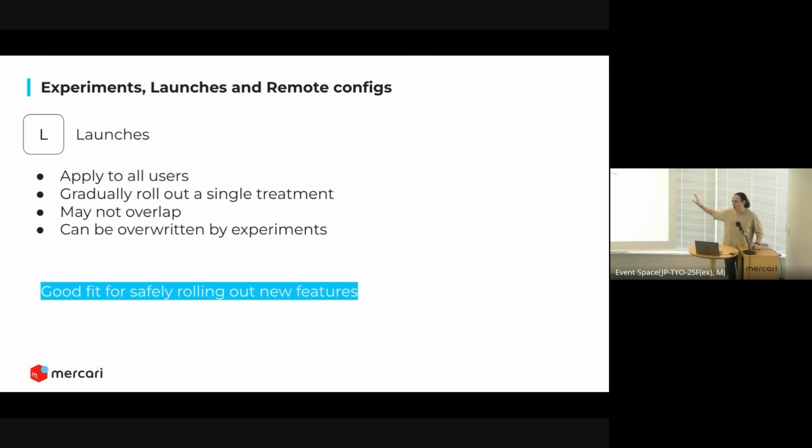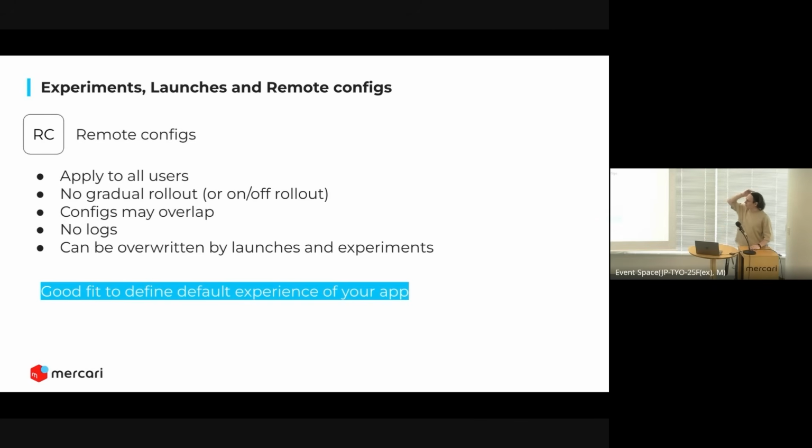Launches may not overlap. That's a detail, but we will talk about it, I guess. Maybe not in this presentation, but basically, because launches apply to the whole population, you cannot roll out two conflicting features. It comes obvious when you work with that. And launches are overwritten by experiments. It means when we launch new features, we can still keep running new experiments. This is very important, and it makes launches a very good tool for rolling out new features.